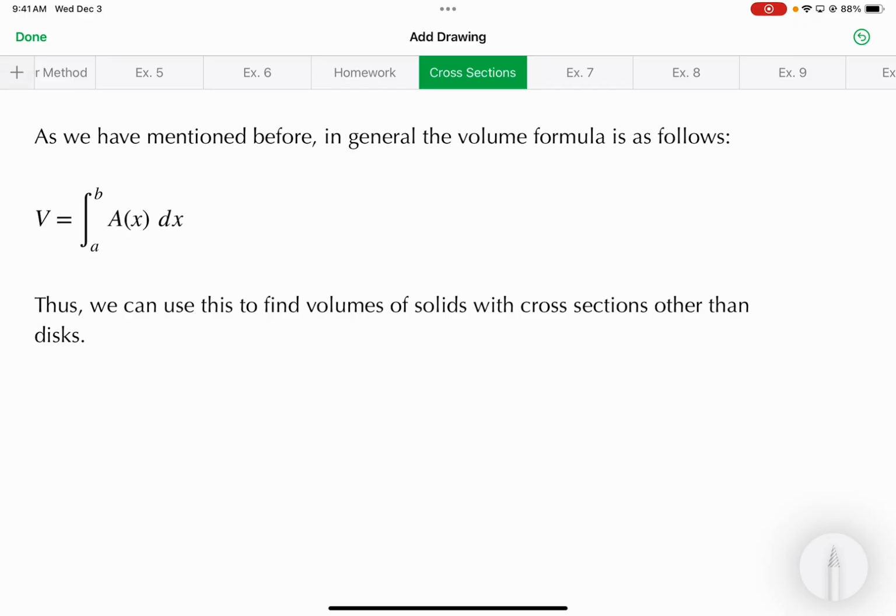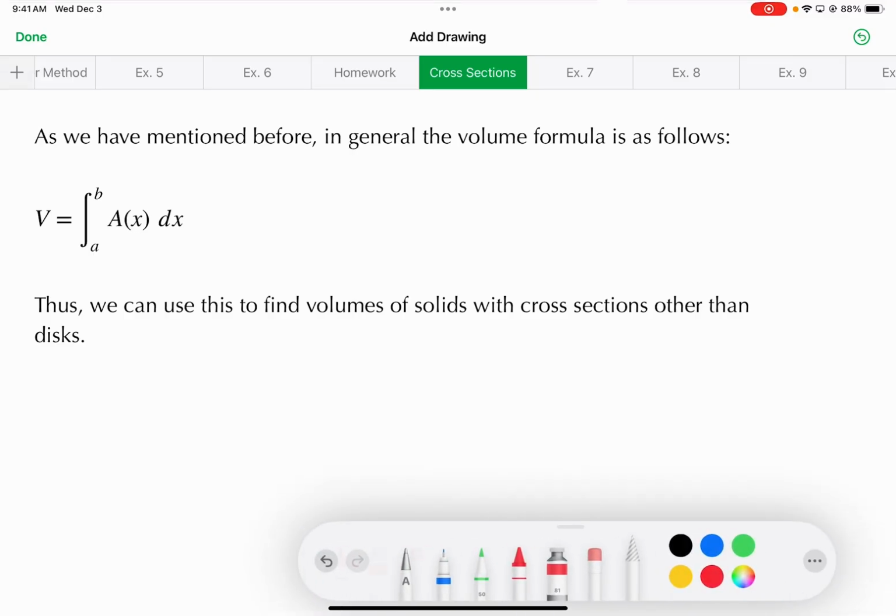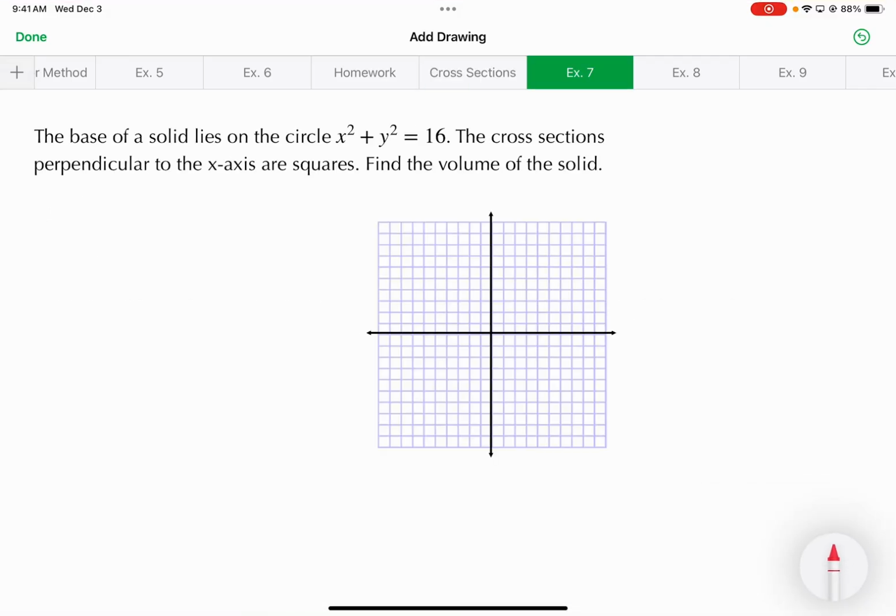But okay, so again, in order to find the volume of my solid, I need to integrate the area of the cross section. So A of x, that's what that represents, is area of cross section. So that's what we're going to do. Okay. All right, here we go.